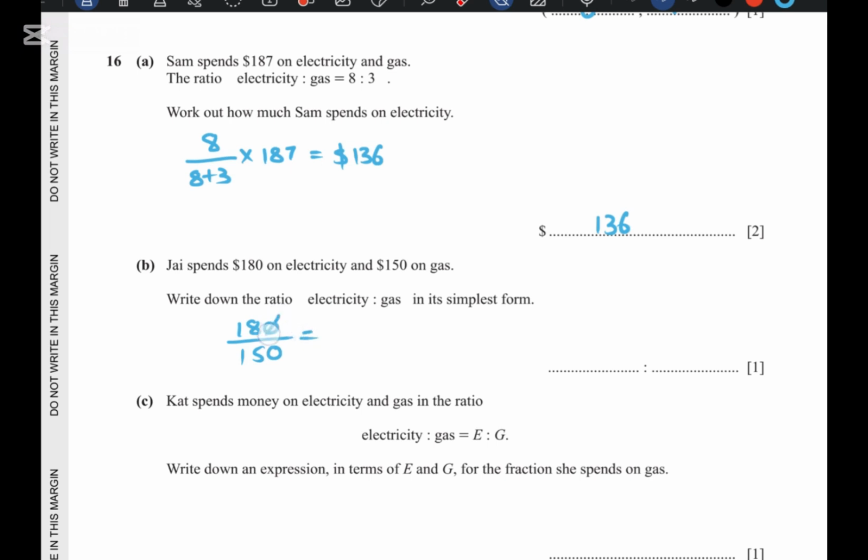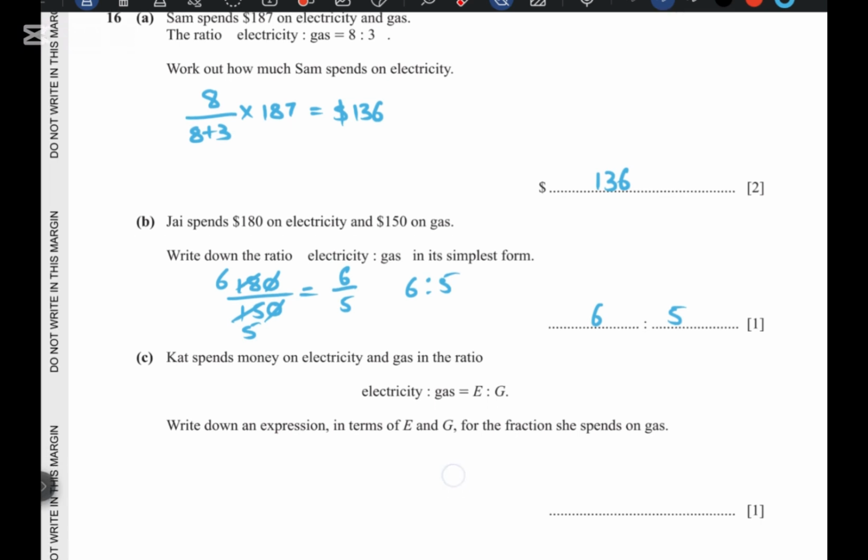So now simplify, cancel out the zeros and cancel out with 3, 3 6s are 18, 3 5s are 15. And still can we cancel out? I don't think so. There is no common factor of 6 and 5 other than 1. So now this is 6 5. So the ratio is 6 is to 5. So our answer should be 6 is to 5. This is question B. Now question C.